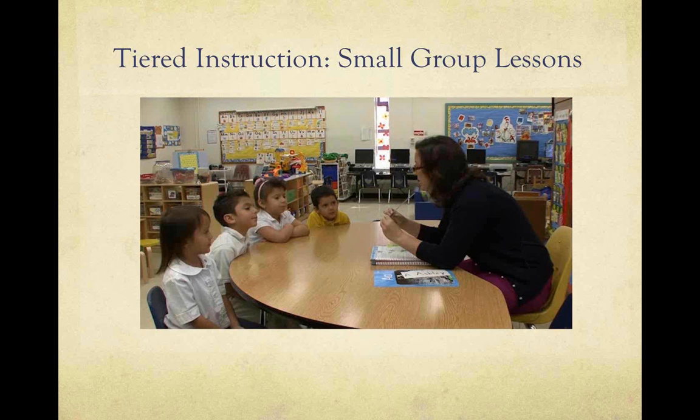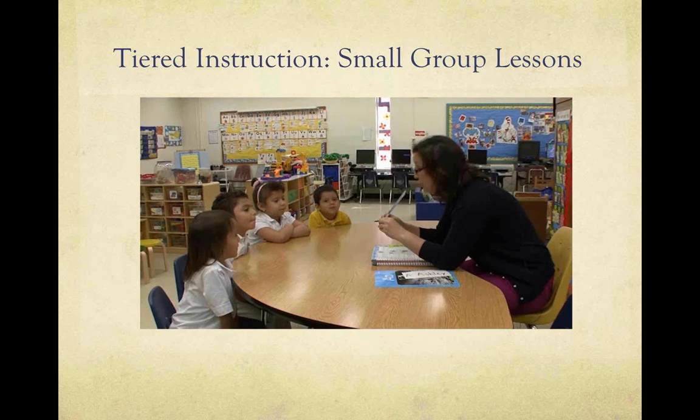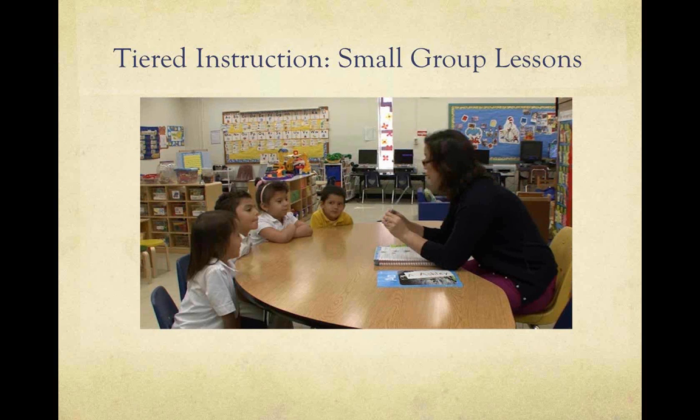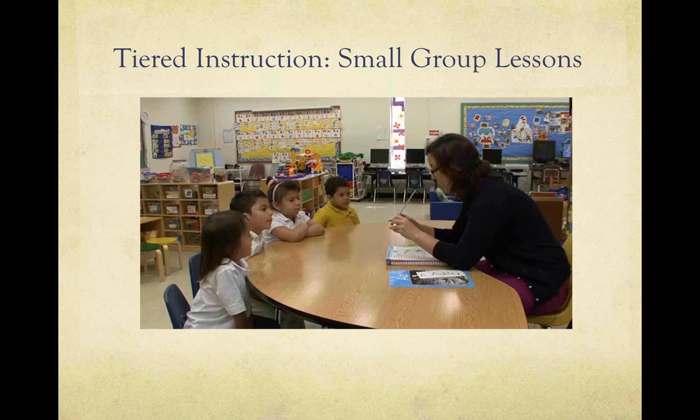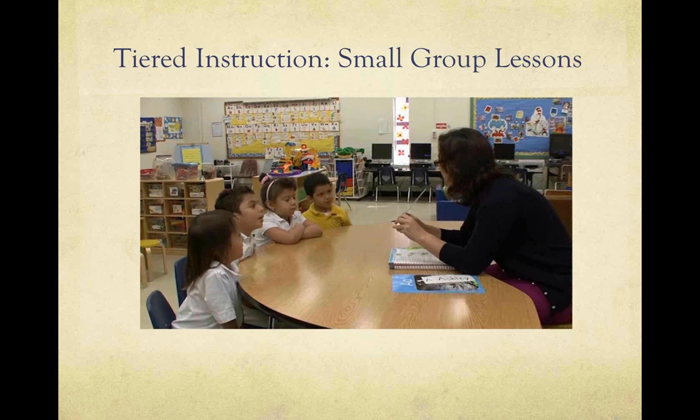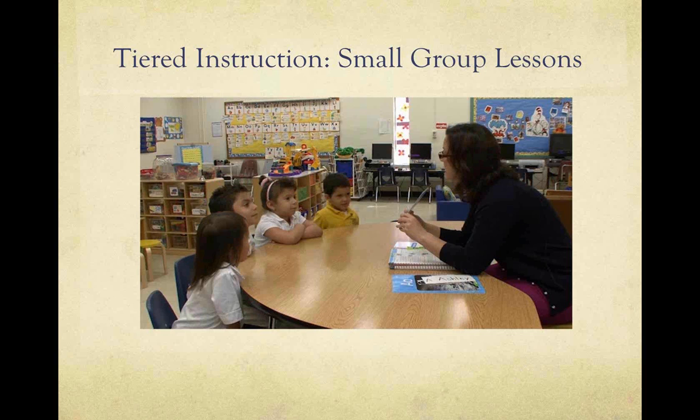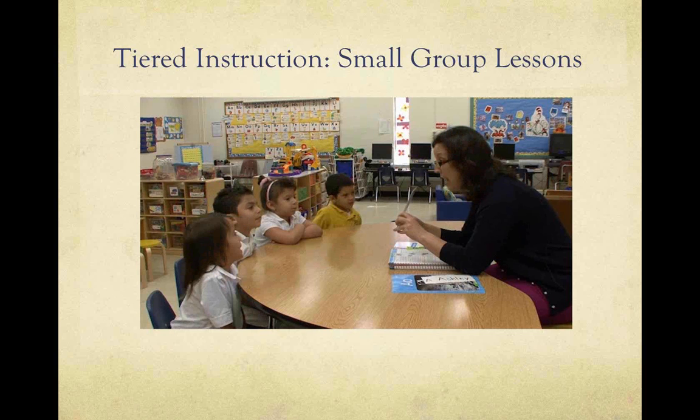What is this? Newspaper. If I break newspaper into two different parts, I get news and paper. If I take away news from paper, what is left? Paper. Good job. What's this? Flashlight. Very good, Sean. If I take flash away from flashlight, what word is left?